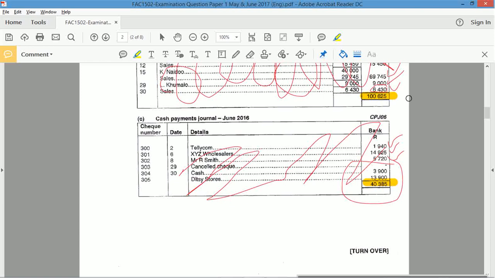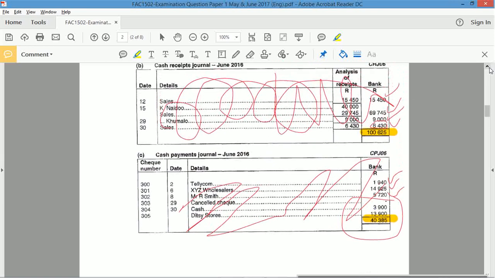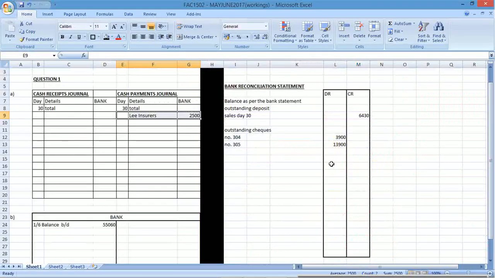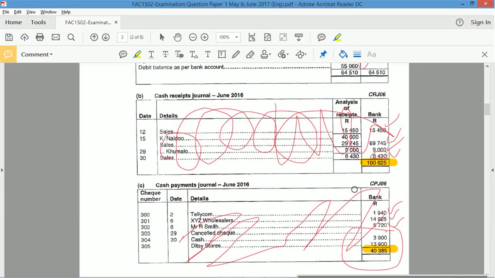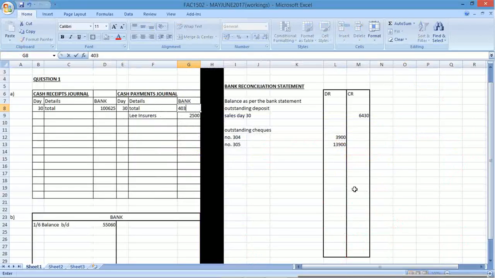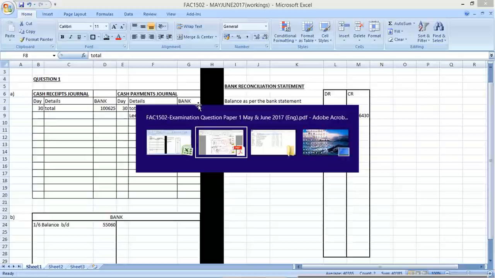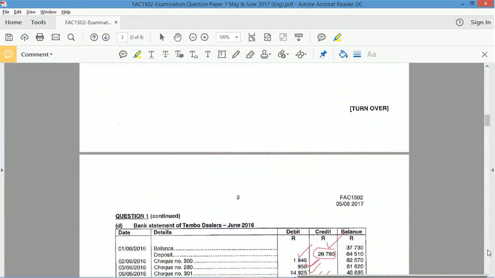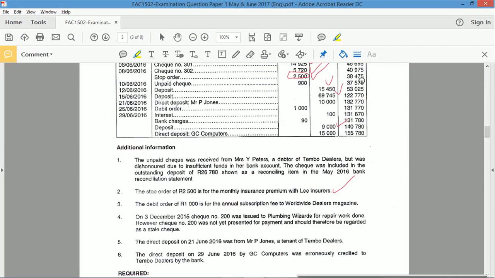Okay, so there's a total that I need. The cash receipts, 100,625. Cash payments, 43,385. Okay, so there's my total. I'm starting with something there. Right, next bit. What's after the stop order?